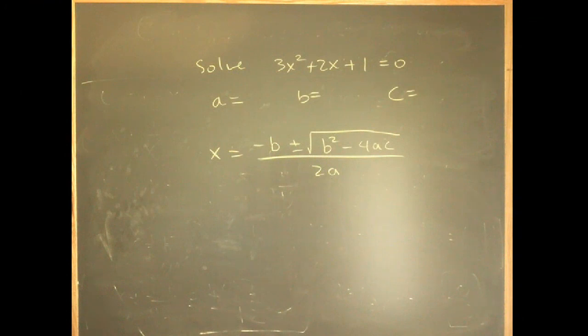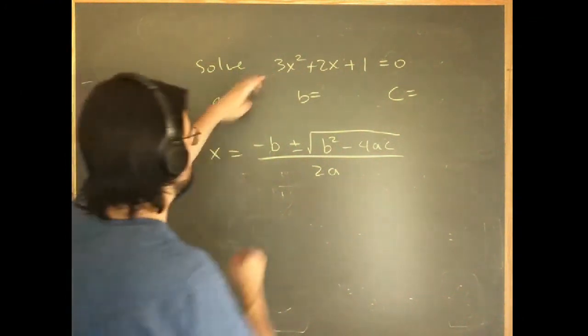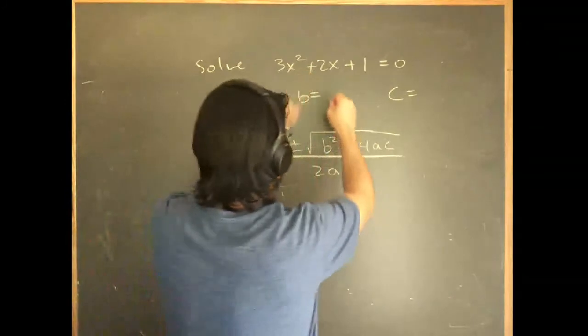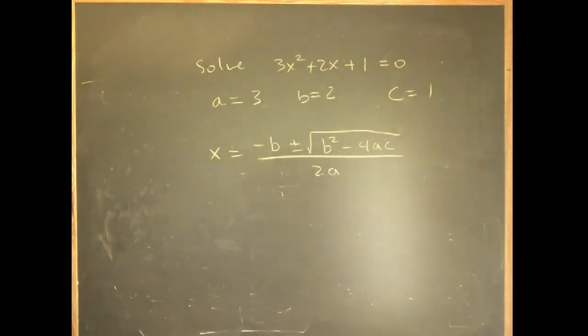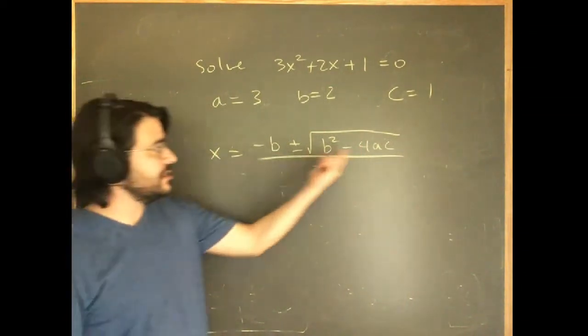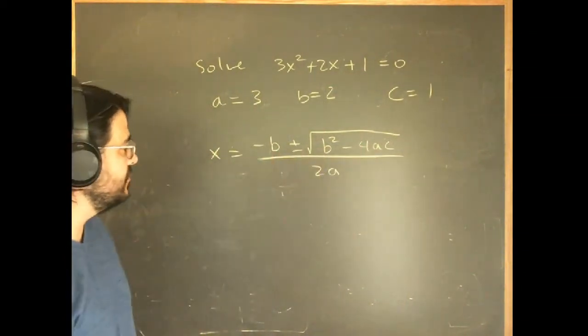Okay, yeah, so I just made it so that it counts down 3, 2, 1. So here the a is 3, the b is 2, and the c, the constant term, is 1. Okay, so all you do is go through and replace all of these terms with those values, okay?